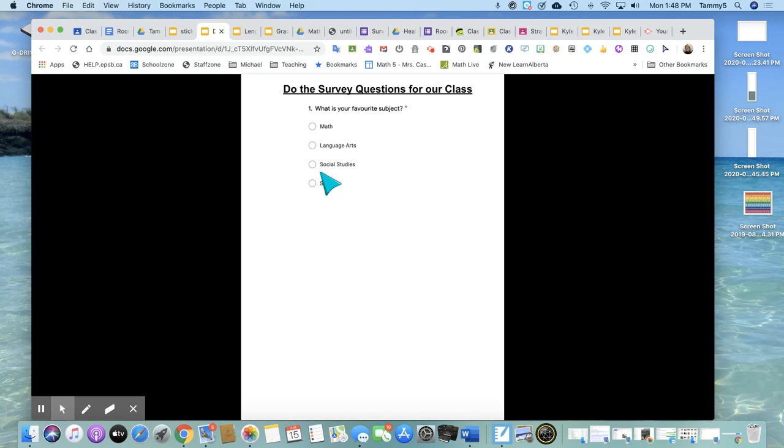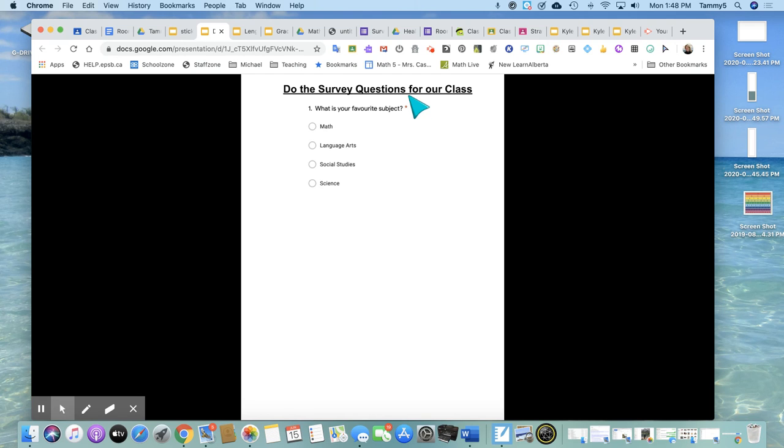So I just wanted to make it simple. I didn't include the other subjects of art, gym, health, and music. But this is just to help us to create our table and collect information, just to make it a little bit easier. Okay. The second question I asked was, how many siblings do you have, or how many brothers and sisters? So I'd like you to answer that question.